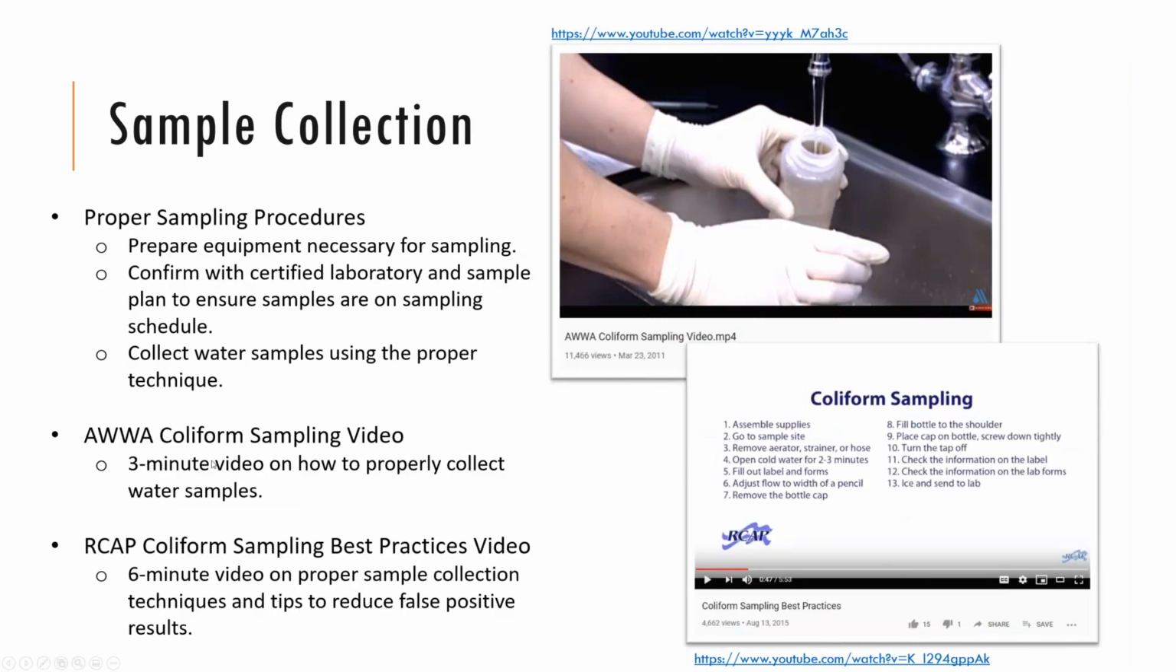Now for the actual sample collection process, here are two videos which demonstrate the proper procedures for collecting total coliform samples. One video is from the AWWA and the other one is from RCAP. The top is from AWWA and the bottom is from RCAP. They're both relatively short videos, 3 to 6 minutes, but they cover what kind of equipment is required during the sample collection process, what kind of taps you should avoid when you're sampling, and the proper procedures to collect water samples, such as keeping your cap facing down and making sure the water getting into your sample is maintaining the same temperature. All the factors like that are covered in this video.